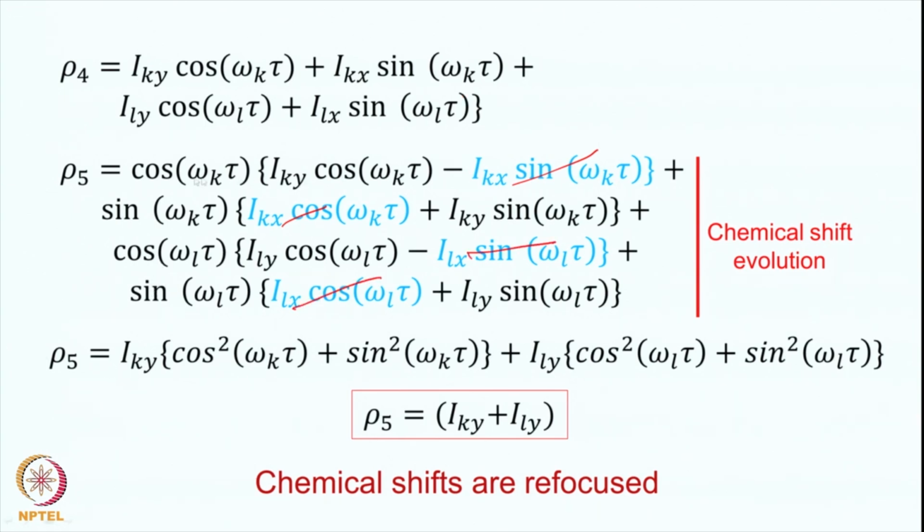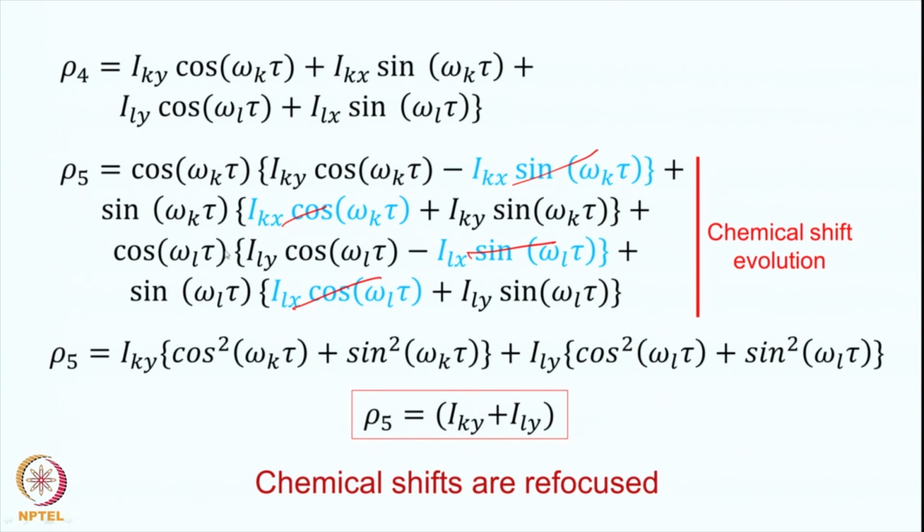So, we are left with IKY cosine square omega k tau plus sin square IKY sin square omega k tau, that is this here, and similarly for ILY cosine square omega L tau plus sin square omega L tau, and obviously this is 1 and this is also 1. Therefore, I got here rho 5, this is the density operator at time point 5, this is IKY plus ILY. So, everything has vanished, all these time dependencies has vanished, the frequency dependence has vanished. We started with the density operator rho 1 as IKZ plus ILZ, and after the first 90 degree pulse I had minus IKY plus ILY, and I got back IKY plus ILY.